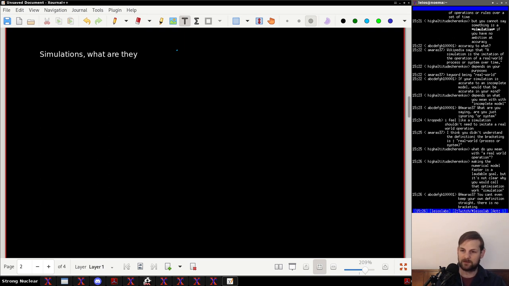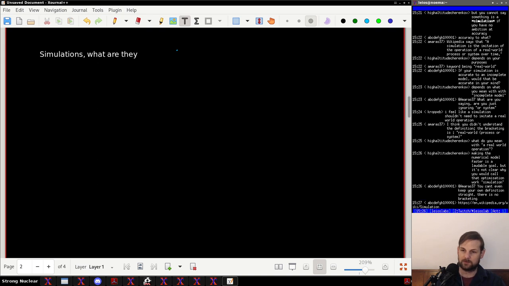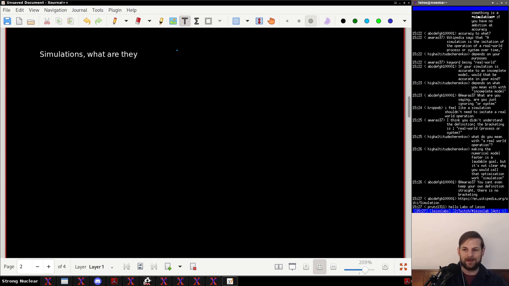Making the numerical model faster is a laudable goal, but it's not clear why you would call that optimization work a simulation. Well, okay, because you're actually doing the simulation. You might argue the model is old, but it's still a valid model that was useful 5 years ago. So I feel like, fine, you're still doing the simulation, and you're making the model faster so that you can do the simulation. Admittedly, maybe it's not the most physically accurate one, but it's still an attempt to model physics. And I think it's still fine. You can't even keep your own definition straight.